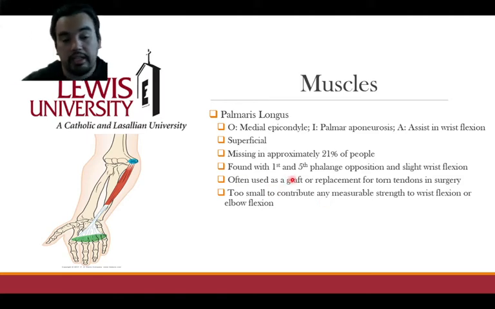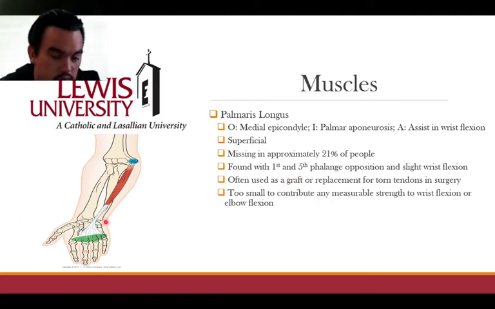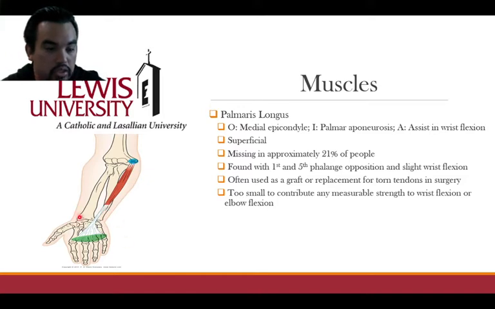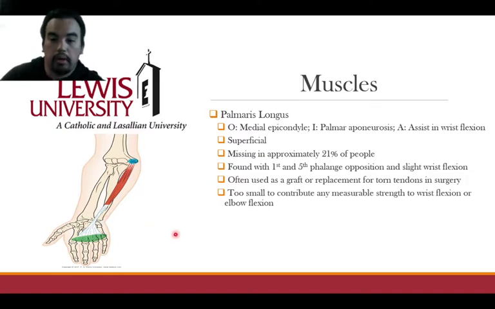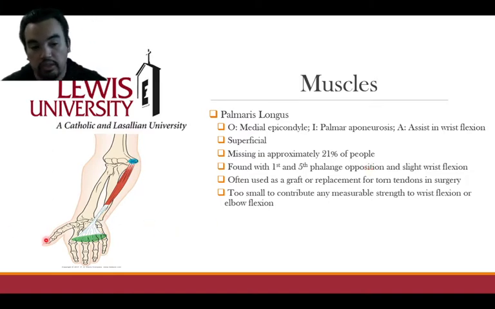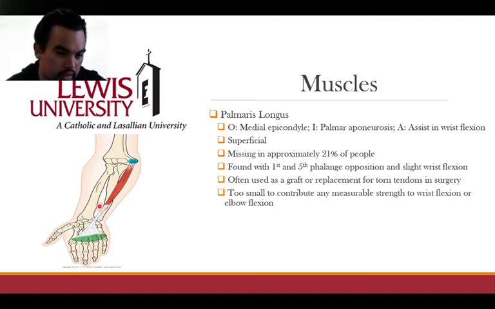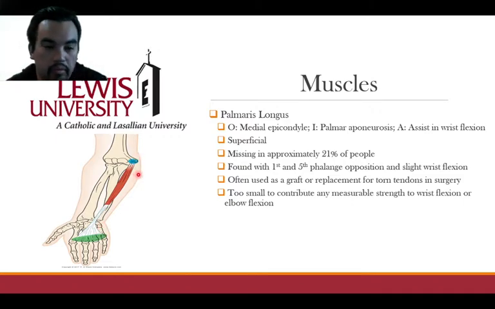A lot of times, this tendon is what they'll take, and they use it to repair the UCL in the elbow if you have Tommy John surgery. Since 21% of the population does not have it, they use it and they say it doesn't create enough force that it's an issue. So they take it out and provide more medial support to that elbow as well.